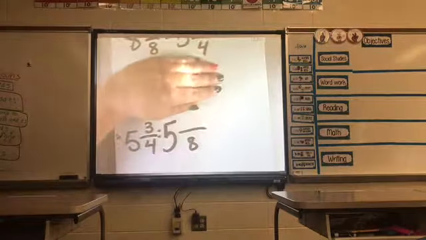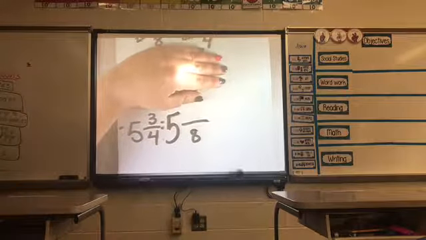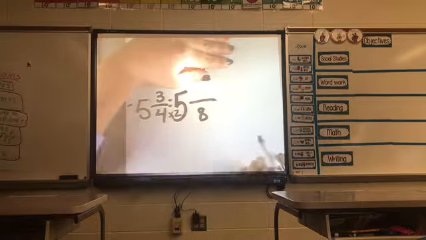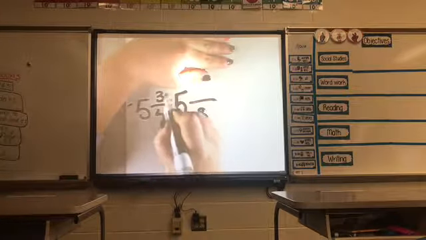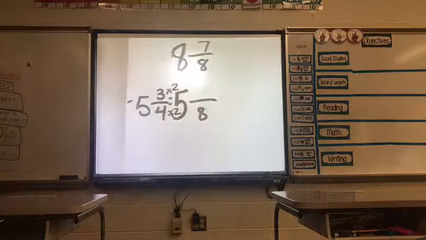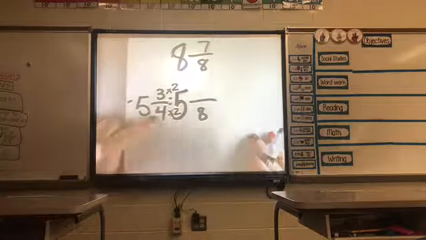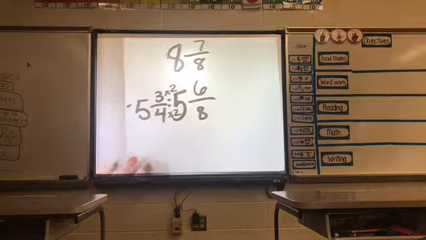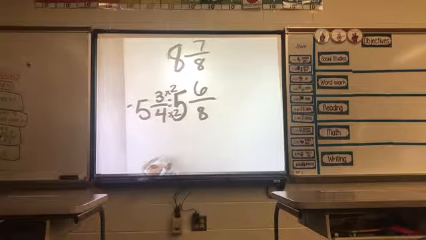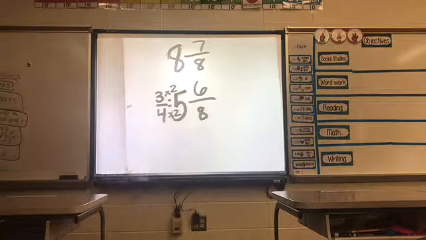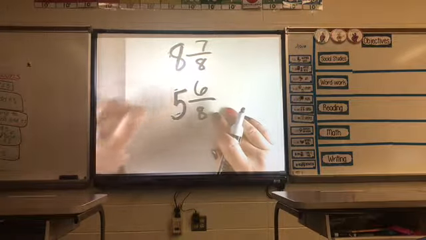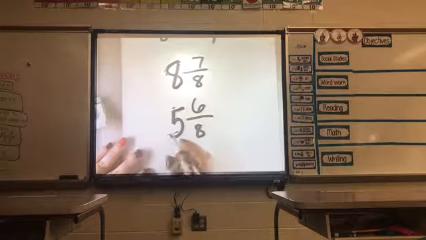Now I'm still on step number 4. I am still thinking, how do I go from 4 to 8? Well, I times it by 2. So whatever you do to the bottom, do to the top, and that's actually step 5. Whatever you do to that denominator, do to the numerator. 3 times 2 is 6. And then it once again says, don't forget to bring the whole number, because that is a very minor thing that students do forget, but it does change the problem.